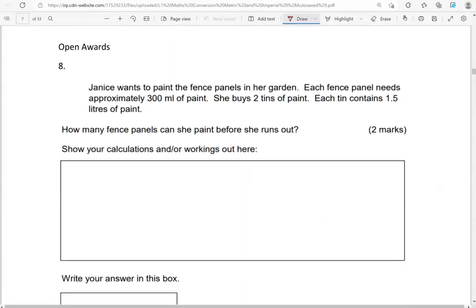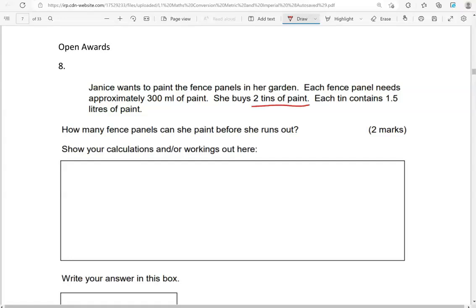Janice wants to paint the fence panels in her garden. Each fence panel needs approximately 300 milliliters of paint. She buys 2 tins of paint. Each tin contains 1.5 liters of paint. How many fence panels can she paint before she runs out? Show your calculations and the workings out here.